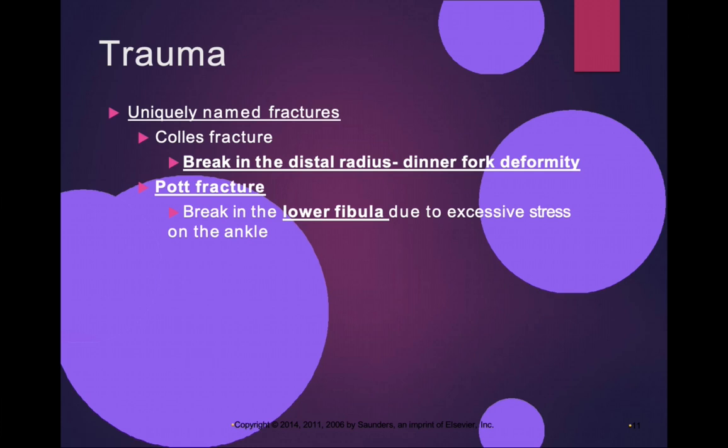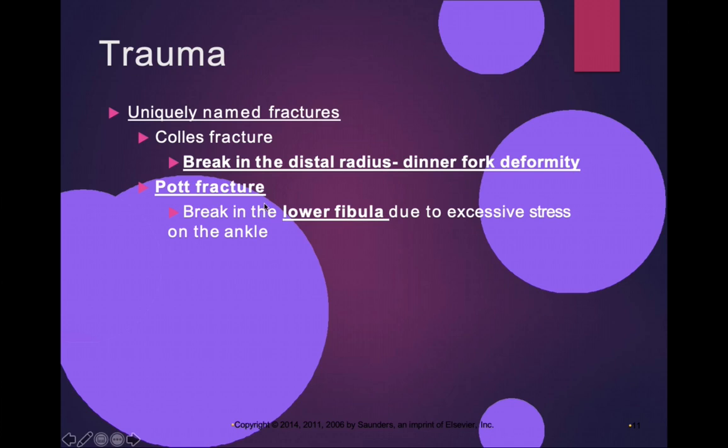Then there are other unique names, a Colles fracture and Pott's fracture. Colles happens when someone falls with an outstretched hand. They break the distal end of the radius and it kind of dislocates. When it dislocates posteriorly, it creates a type of deformity called a dinner fork deformity. And we'll show you what that looks like. It looks like a fork, the same shape.